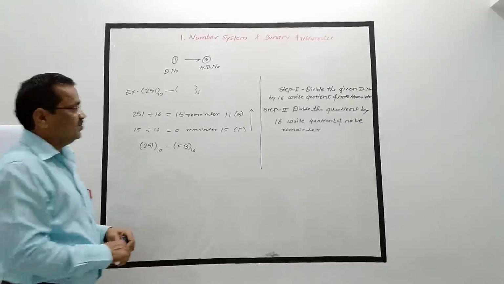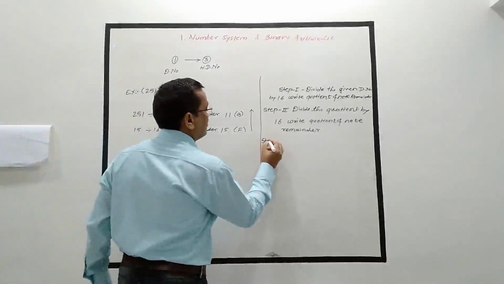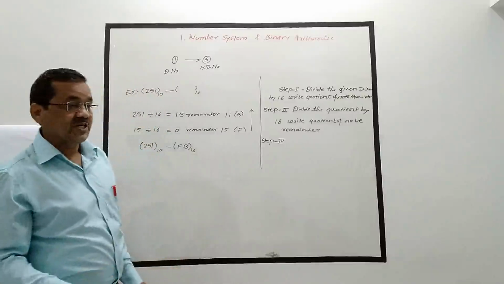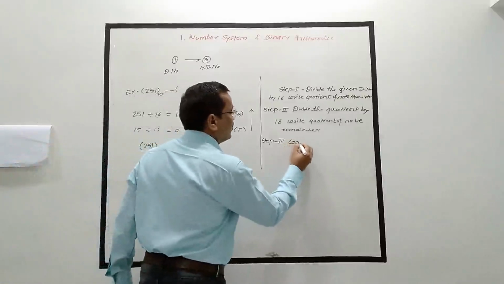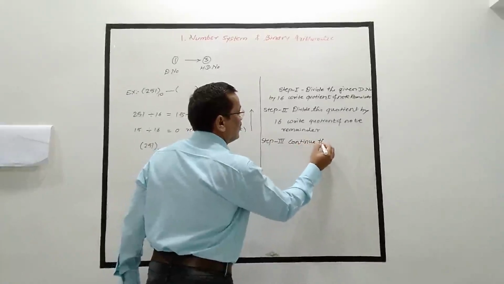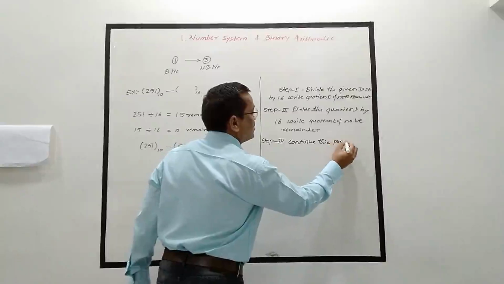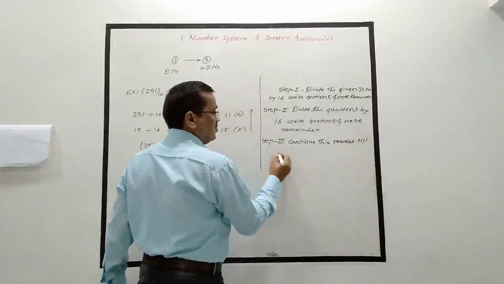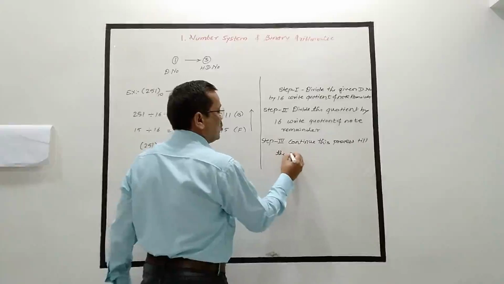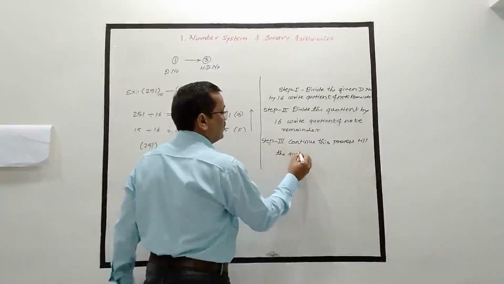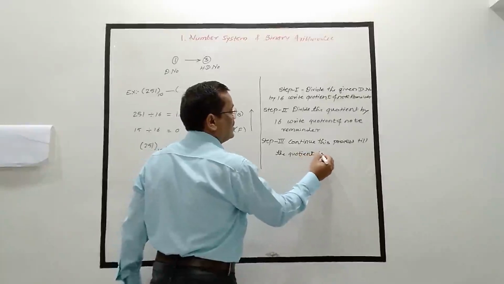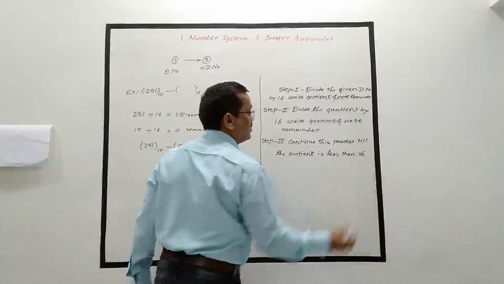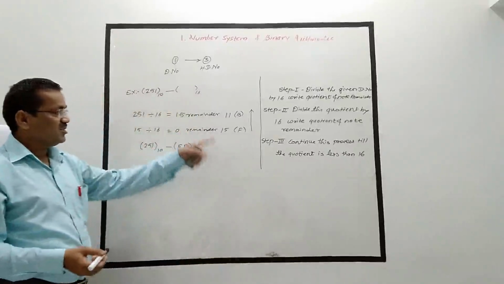Step 3, continue this process till the quotient is less than 16. Less than 16. This is the third step.